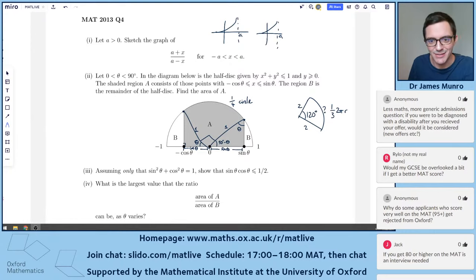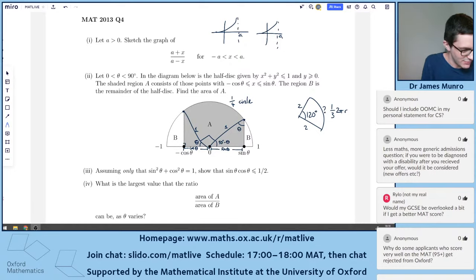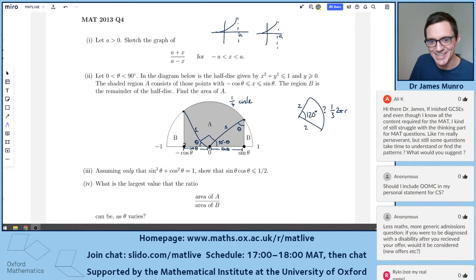Right, cool. Everyone wants to use the MAT in their personal statements, which is great. The thinking part of MAT questions is very tricky. That is the idea. The maths is supposed to be very limited, the thinking part very tricky. Sometimes it takes a long time to find patterns and answers. Yeah, that's supposed to be the way it works for everyone.